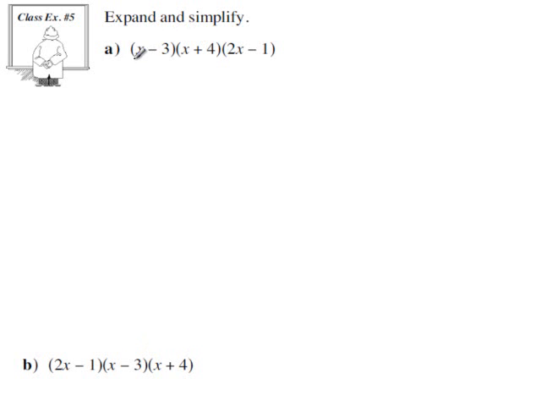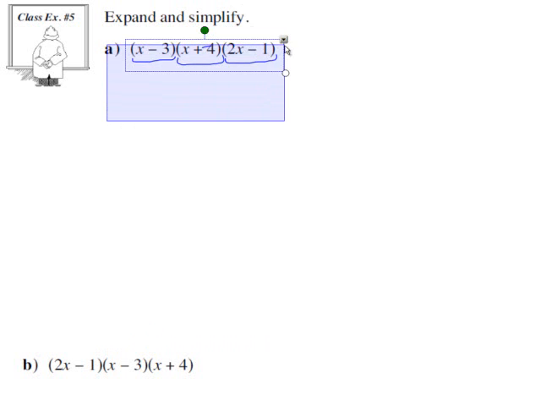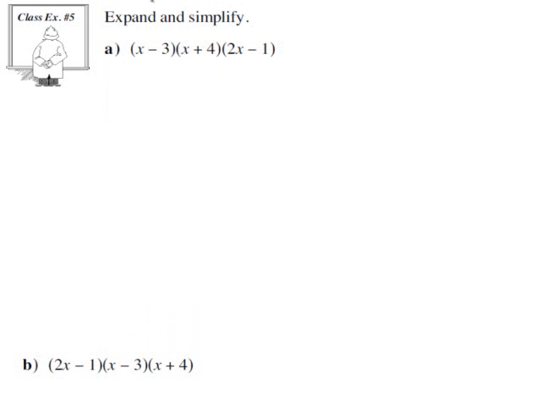Alright, so here you have three terms being multiplied together. You've got an x minus 3, x plus 4, and 2x minus 1. So if you just have things being multiplied, it doesn't matter the order that you do it in. So you could multiply these x minus 3 times x plus 4, and then take the result and multiply that by 2x minus 1. Or you could do x plus 4 times 2x minus 1, take the result of this, and multiply by x minus 3. It's up to you. My personal preference is to multiply the last two terms first, so that's what I'll do.